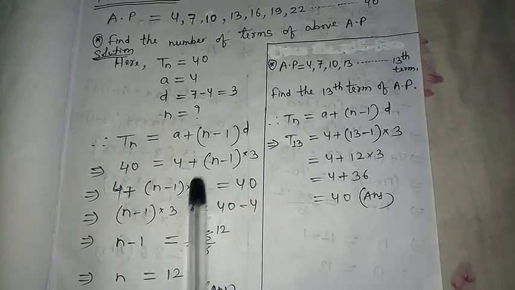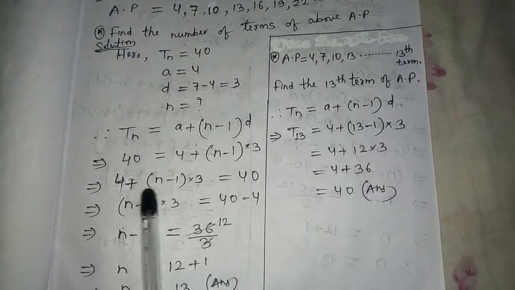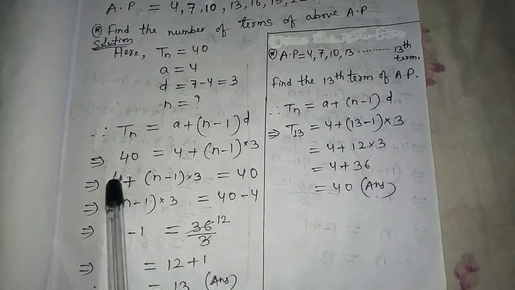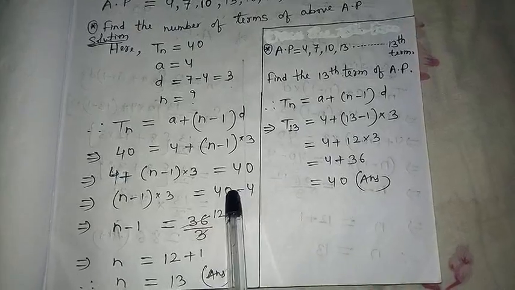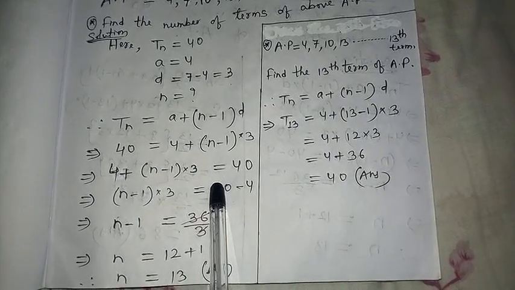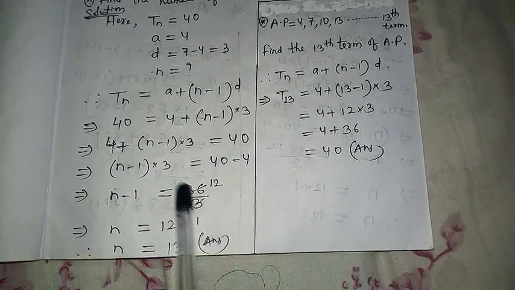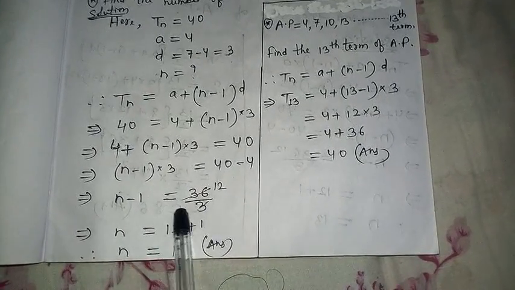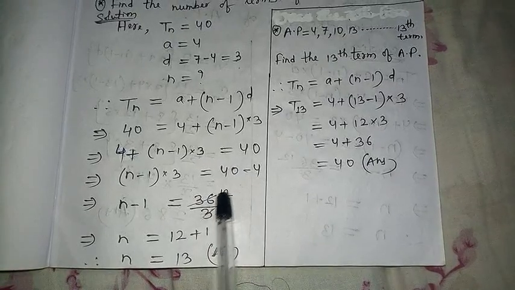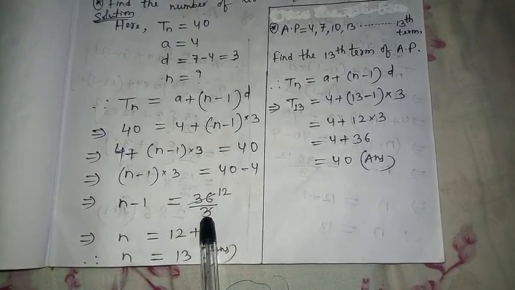It is called interchanging. It will go this side and 40 will go this side, so 40 is here. Now this 4 will go that side, then it will become minus, because it is plus, it will become minus. So 40 minus 4, here it remains n minus 1 into 3. If any multiplication on the left hand side goes to the right hand side, it becomes divide. It is all old thing we have learned. So now here we have 40 minus 4 is 36 and 3 comes and divides here.